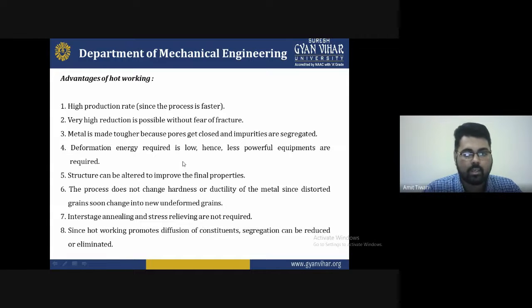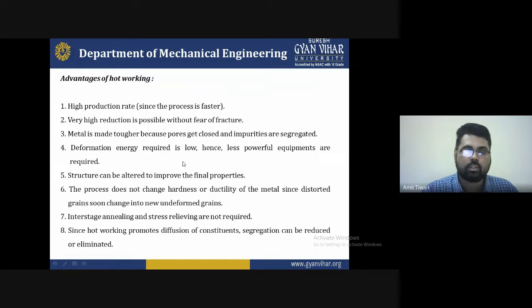Seventh, interstage annealing and stress relieving are not required, because the rolling run on the upper and lower side of that particular point reduces the stresses and improves the strength quality of the material, so stress relieving is not required. Eighth point, since hot working promotes diffusion of constituents, segregation can be reduced or eliminated. Hot working is a very responsible parameter, and it is very good for that.